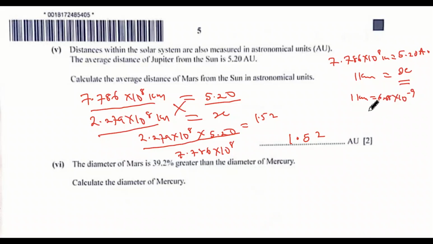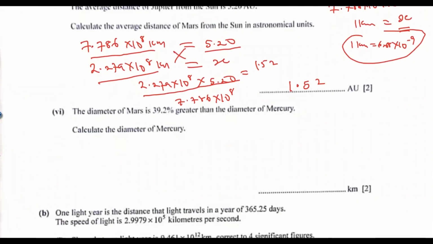So from here, you can now calculate the astronomical value of the mass. By using this relationship, if 1 kilometer is equal to 6.68 times 10 to the power of -9 astronomical units, then what will be the value of 2.27 times 10 to the power of 8 kilometers in astronomical units? You just multiply them and you still get 1.52. So let's go to the next one.